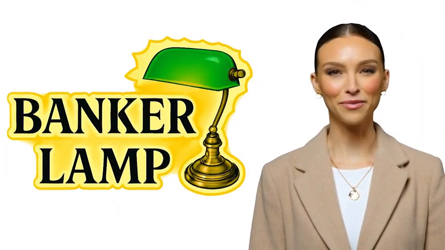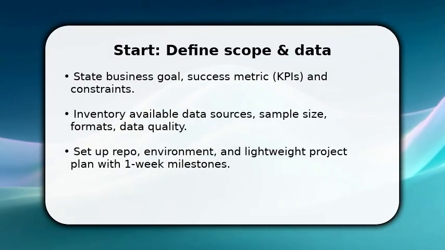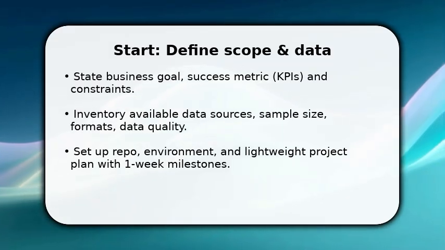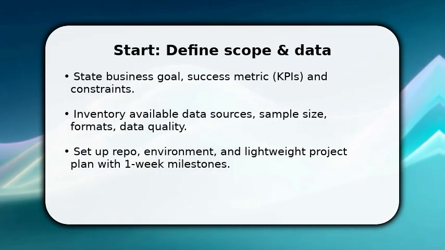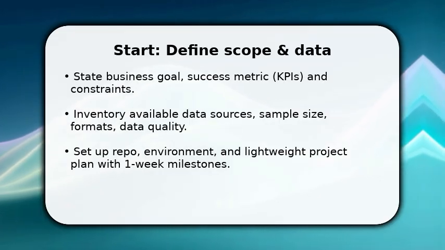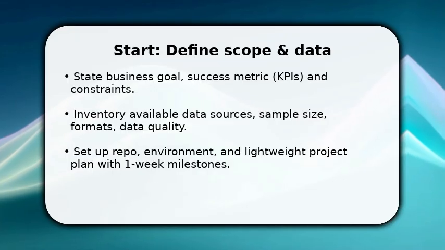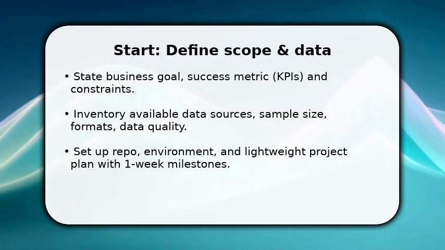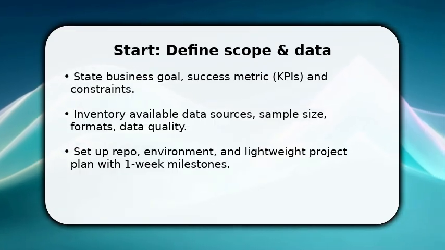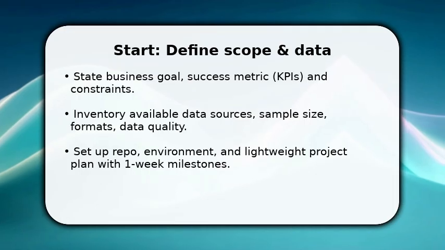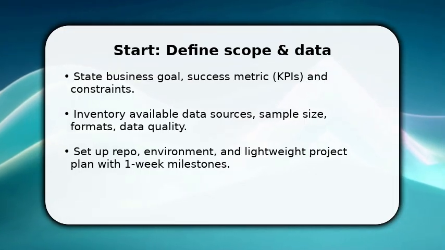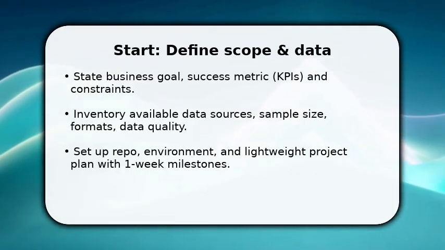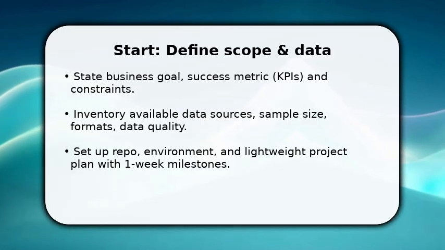Please enjoy the video. You begin by anchoring the project. Define a clear business metric and success criteria so you know what to optimize. Next, rapidly assess what data exists and where gaps are. This guides feasibility. Once done, initialize a versioned repo and reproducible environment, then create a short milestone plan for the first week. This gets you moving immediately and prevents wasted effort on irrelevant analyses.